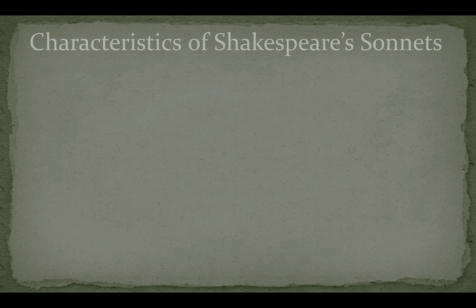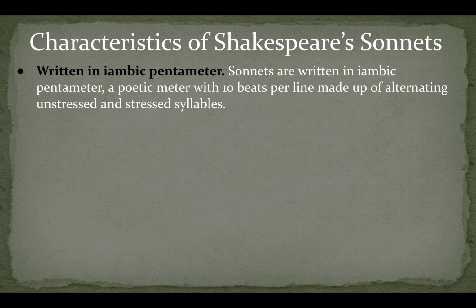All right, here's some more characteristics. We know some of this because we've already talked about it. They're written in iambic pentameter. As you recall, iambic pentameter is a poetic meter with 10 beats or syllables per line, made up of alternating unstressed and stressed syllables. And of course, iambic pentameter starts with an unstressed syllable followed by a stressed syllable.